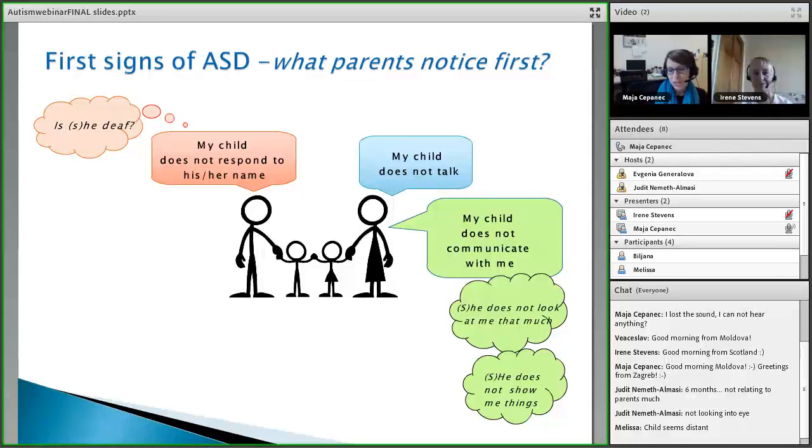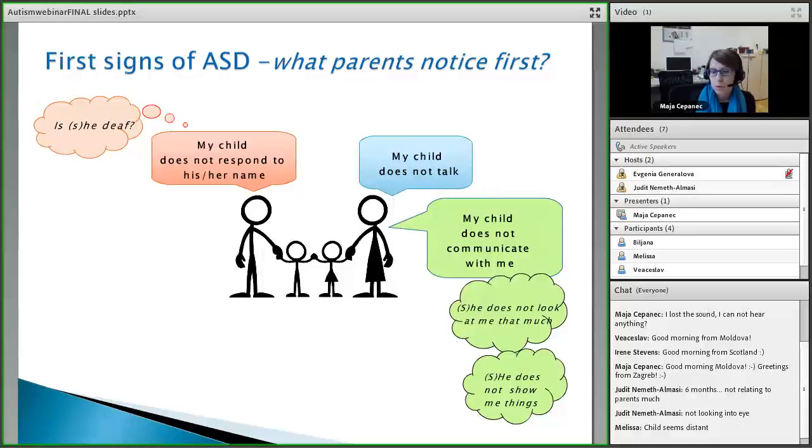Yes, Melissa is right, the child seems distant, and that is what parents often say. My child does not communicate with me in a way that I think he or she should. She does not look at me that much, or does not show me things. And I have a sense that if my child communicates with me, the child only does it to get something, like to give him a ball or something like that, but does not show me a butterfly that he likes and so on.